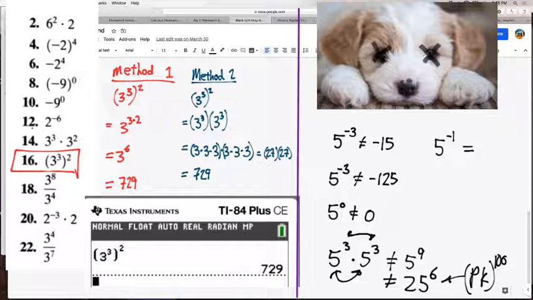Other puppy killers, of course, 5 to the negative 1 oftentimes is called negative 5. That is not true. X to the negative 1 is not negative x. E to the negative 1 is not negative e. You never get negative numbers from negative exponents, so stop doing it now before you ever do.